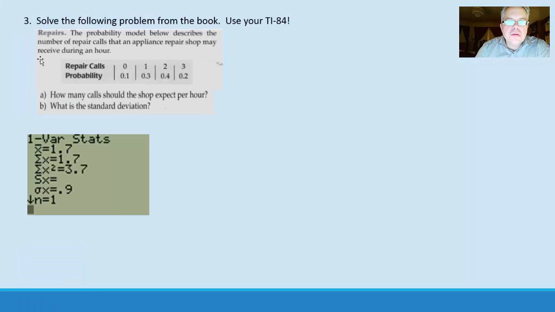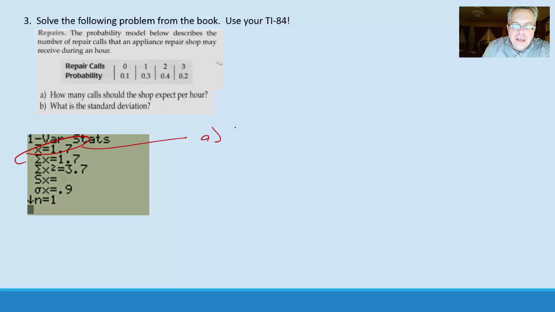Here's another example. It says the probability model below describes the number of repair calls that an appliance repair shop may receive during an hour. So there's a 10% chance they'll get no calls, and we see a 30% chance they'll get one, etc. How many calls should the shop expect per hour? That's the expected value. And what's the standard deviation? This is going to be lightning fast. So all I did is enter the probability model into my calculator, and I get exactly what they're asking for. That's the expected value right there.